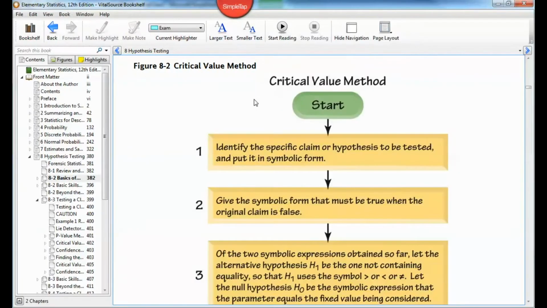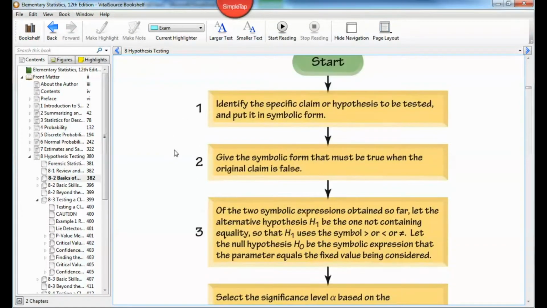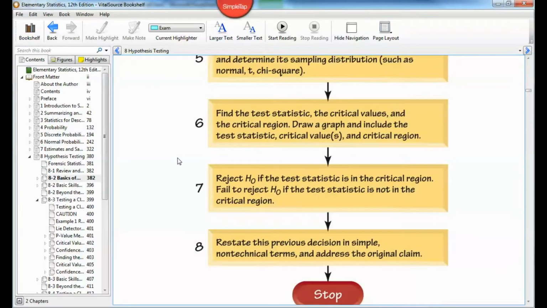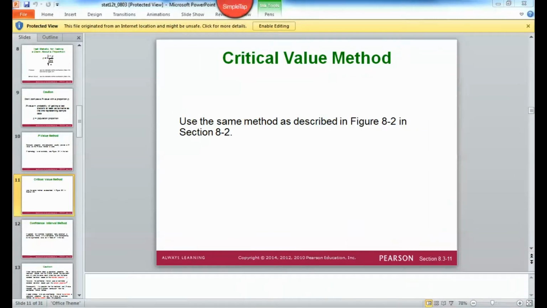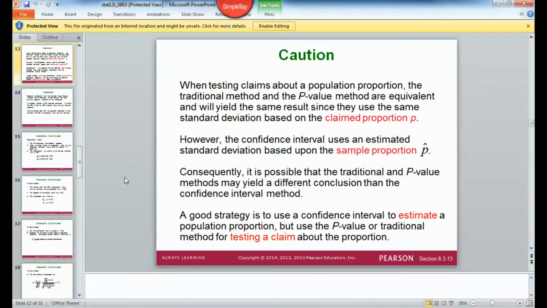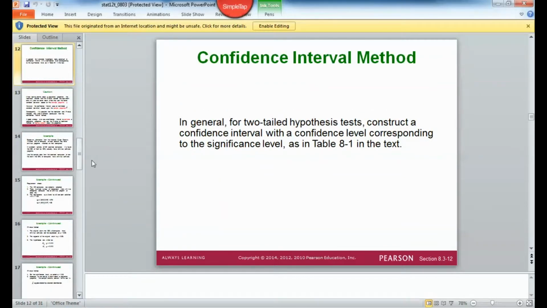Here's figure 8.2 that takes us through the critical value method. It just tells you step by step how to do the critical value method. And that's, I guess, the more traditional method. Again, personally though, if I can use the p-value method, it just seems a lot faster. I'm not going to do the confidence interval method. Again, I really prefer one of those two for sure.